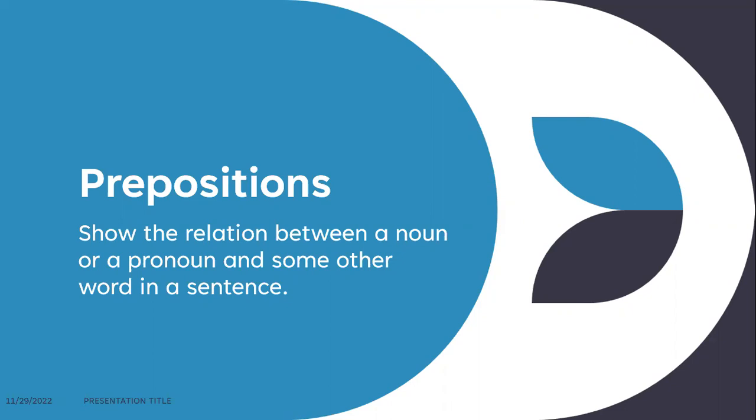Some examples: we have a gift from Mary. From is a preposition and it would relate gift to Mary, right? Next example, we have good at chess. At is the preposition, good is an adjective, chess is a noun. Work for me: for, preposition; work, verb; me, pronoun. So it just shows the relationship between the words.